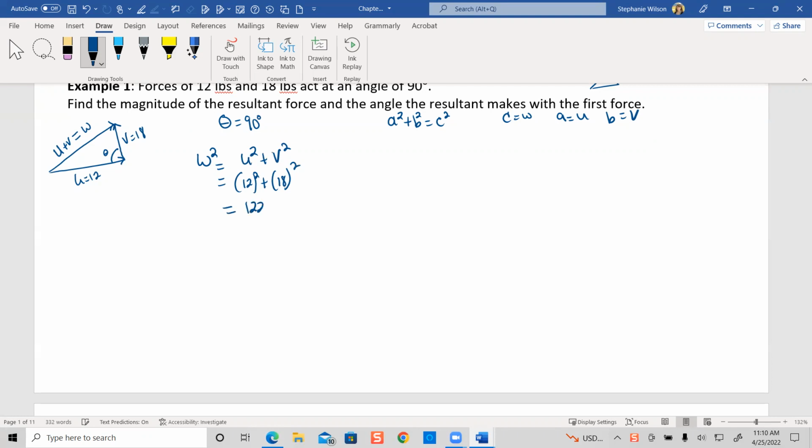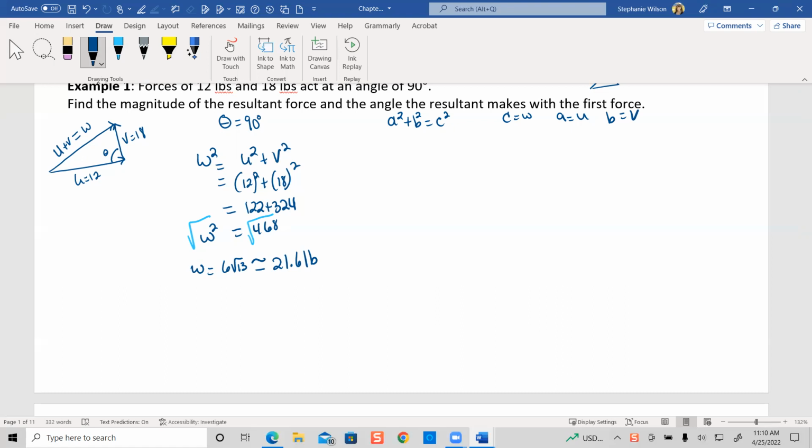And that gives me 12 squared, 144, plus 324. Add those up, 468. However, this gives me W squared, and I need to know what W is. So to undo the square, we're going to take the square root. Whenever you take the square root of both sides, you usually get a plus or minus because it's an even root. However, we're not looking for a negative length, so we're just going to look at the positive. So now I get W is equal to 6 square root of 13. And let's round to the nearest tenths. It's approximately 21.6 pounds.